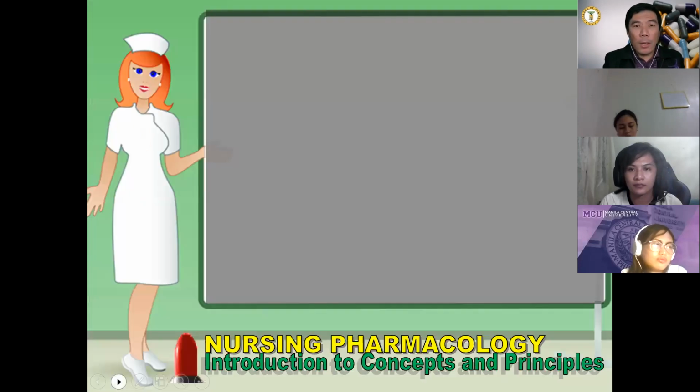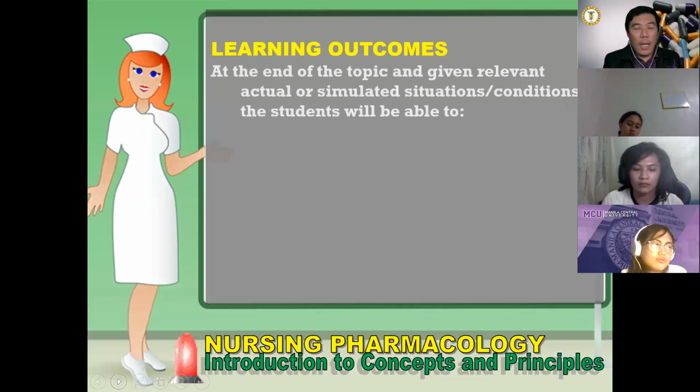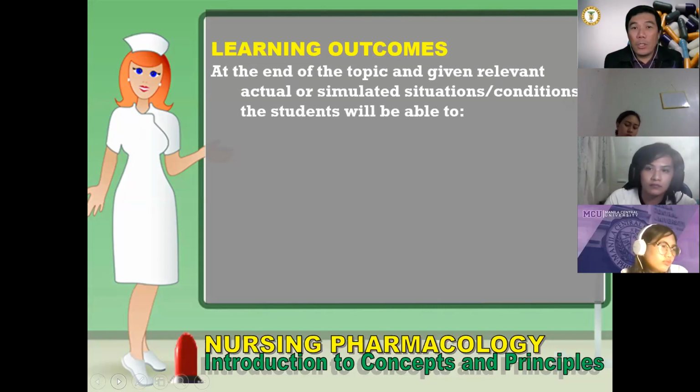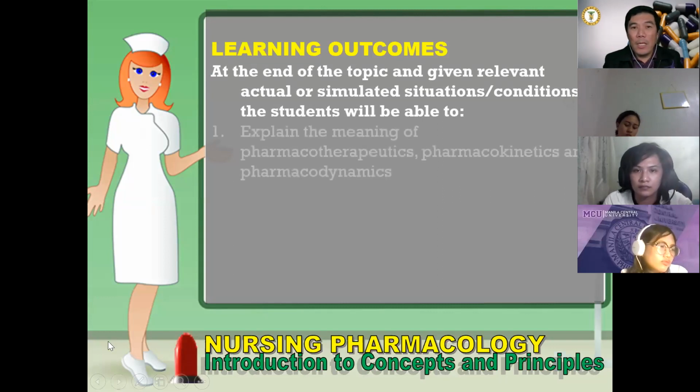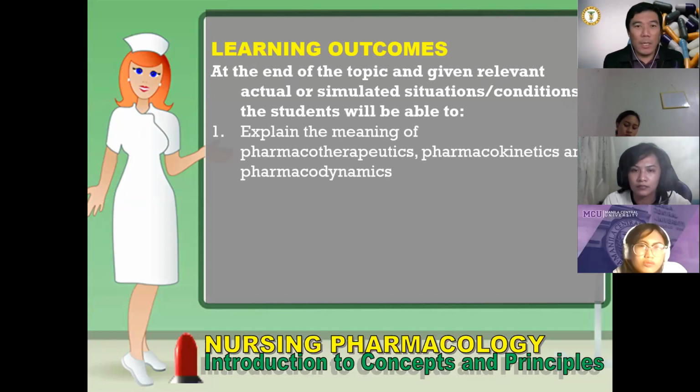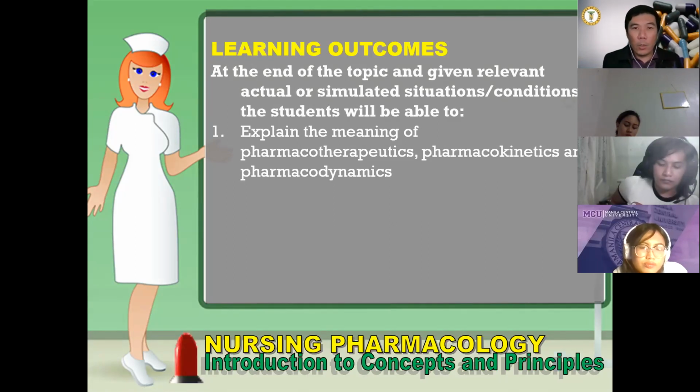Every end of the topic, the learning outcomes are given with relevant and actual simulated situation conditions. The students will be able to first explain the meaning of pharmacotherapeutics, pharmacokinetics, and pharmacodynamics. These are terms usually introduced when you enter the course of pharmacology, because this basic knowledge and concept will give you a better understanding as we go along with the classification of drugs.